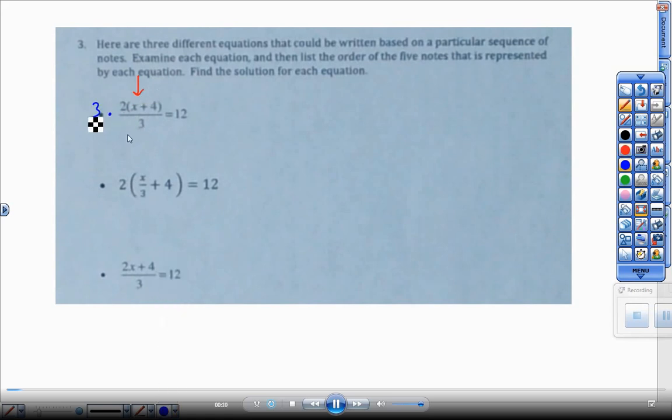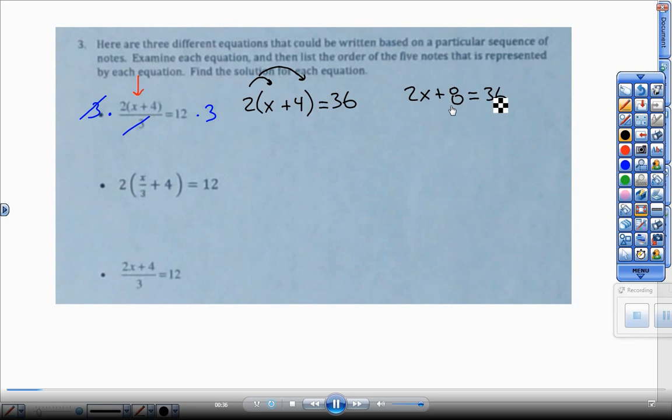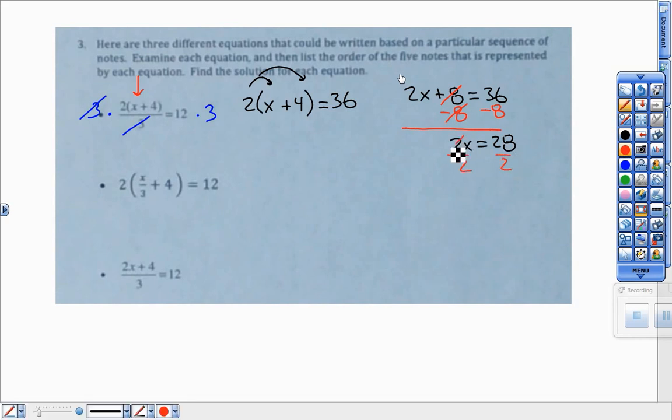This one, the 3. So the opposite of dividing by 3, multiplying both sides by 3, which will eliminate this 3 and that 3 and just leave me 2x plus 4 in parentheses equals 36. And then right here I distribute 2 times x, 2 times 4 gives me 2x plus 8 equals 36. Subtract 8 on both sides, minus 8 minus 8. And that will give me 2x equals 28. Divide by 2, and that gives me 14.